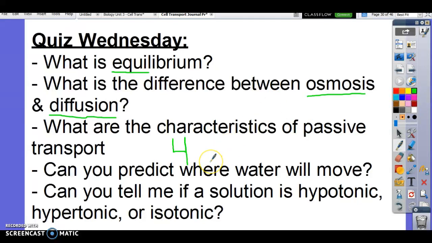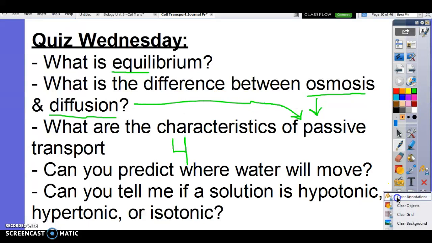And does anyone remember what size molecules we use passive transport with? If it doesn't use energy, what size do the molecules have to be? The molecules have to be small. Okay, we can't transport big molecules because they take lots of energy, and passive transport doesn't use energy. So remember, osmosis and diffusion, those are both examples or types of passive transport.